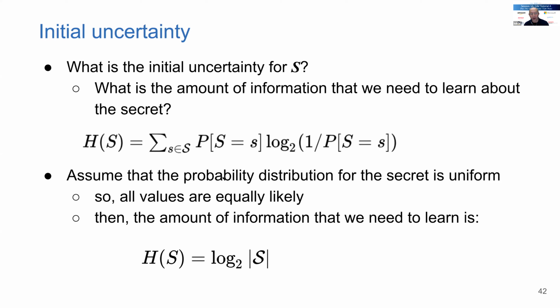Now, if you assume every secret value is equally probable, then Shannon entropy will tell you the entropy is log base 2 of the domain size of the secret. So if you have a 4-bit secret, and every value is equally likely, then the information entropy is 4 bits. If you have an 8-bit variable, the entropy is 8 bits. So that's the initial uncertainty about your secret.